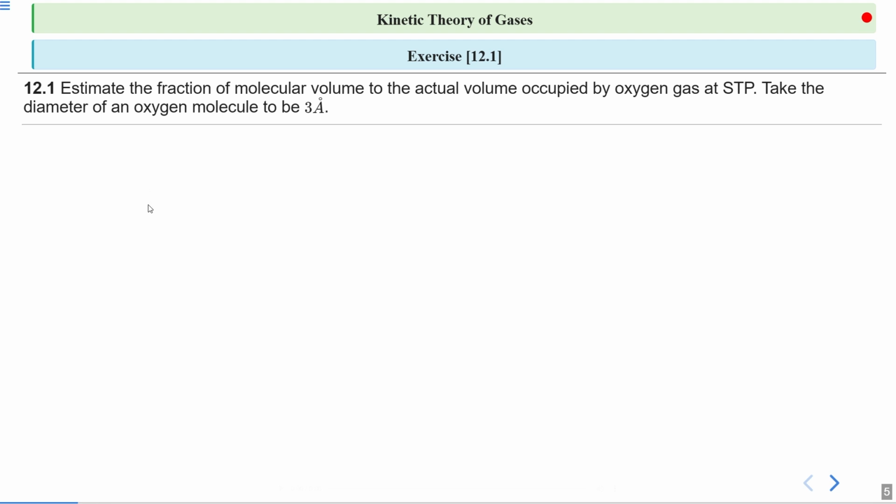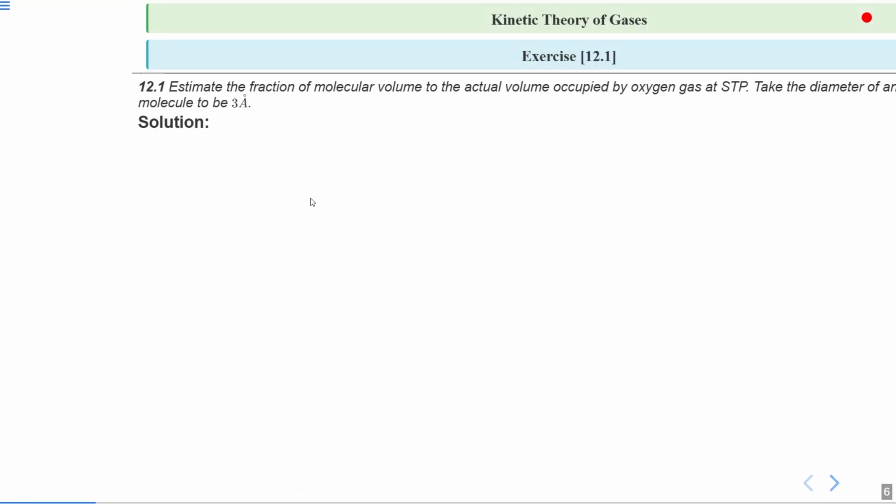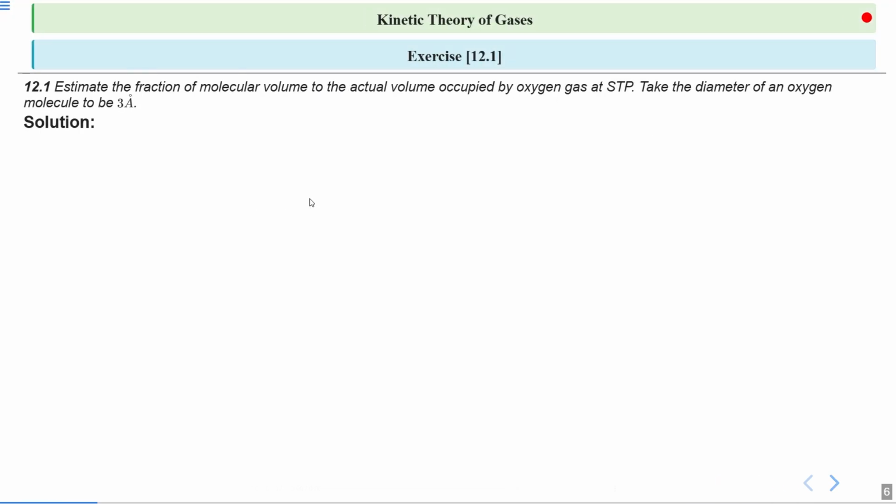Estimate the fraction of molecular volume of the actual volume occupied by oxygen gas at STP. Take the diameter of an oxygen molecule to be 3 angstrom. So here you have to find out the fraction of molecular volume to actual volume occupied by oxygen gas. Let's see the solution.